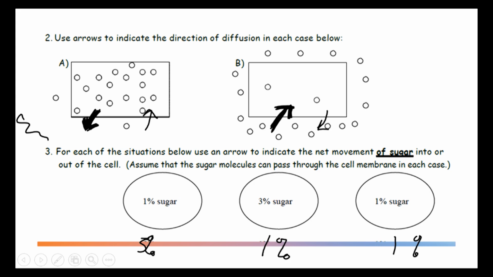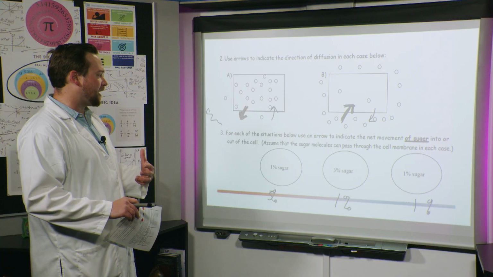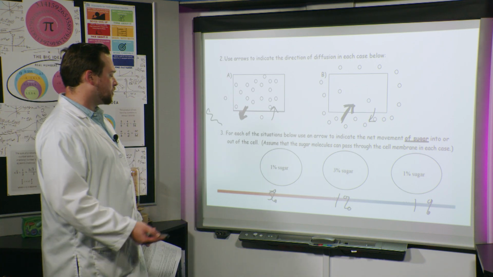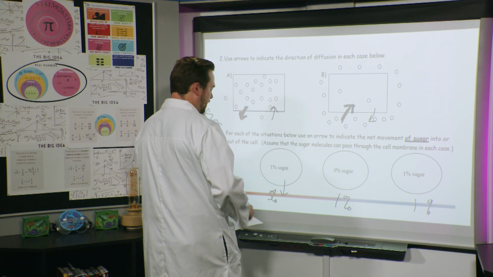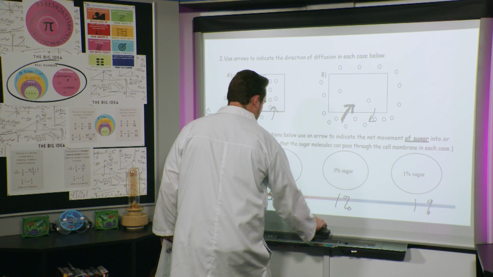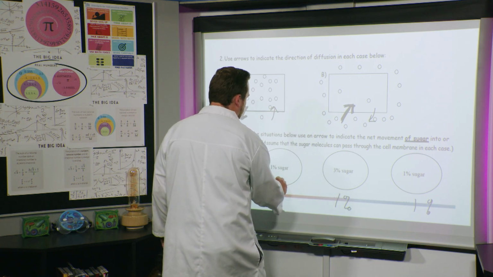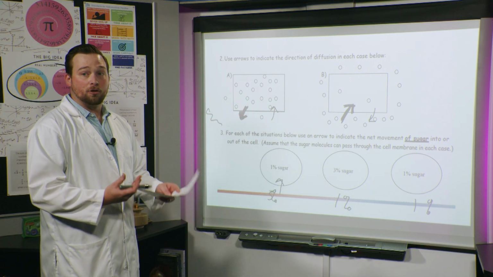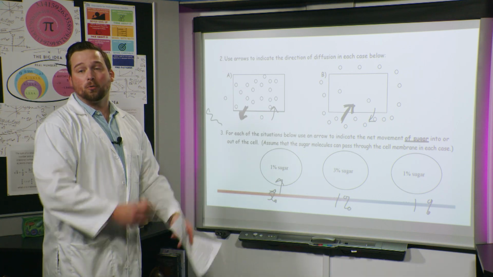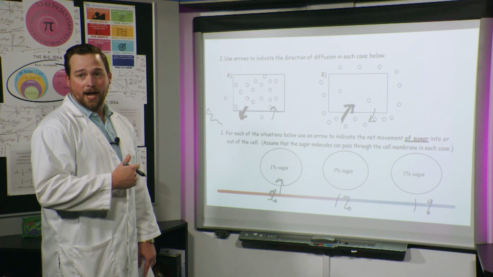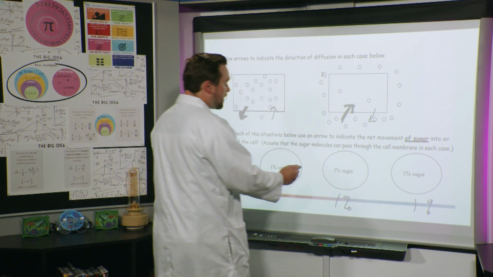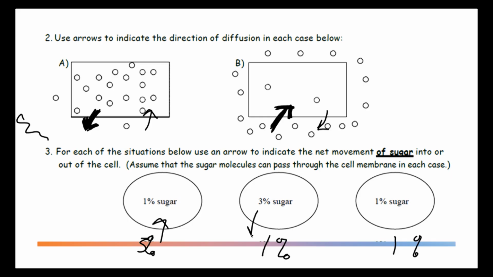All right, well, on our first example on the leftmost side, if there's 1% sugar on the inside and 5% on the outside, the net movement of the sugar is going to be outside the cell, because that's where, I'm sorry, I got that reversed. The net movement is going to be inside the cell because we're going from high to low concentration. There's more on the outside, so they're going to move to where there's not as many. Okay? The next one, there's 3% on the inside, 1% on the outside. We're going from high to low, so the net change is going to be outside of the cell, right? We're going from high is 3% to low is 1%.